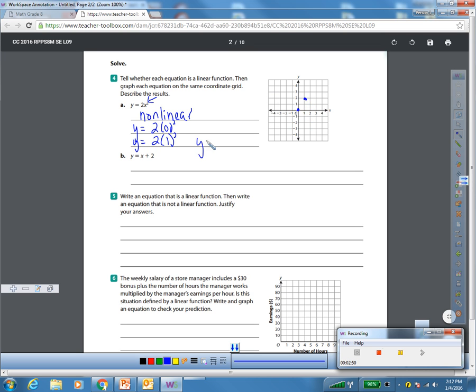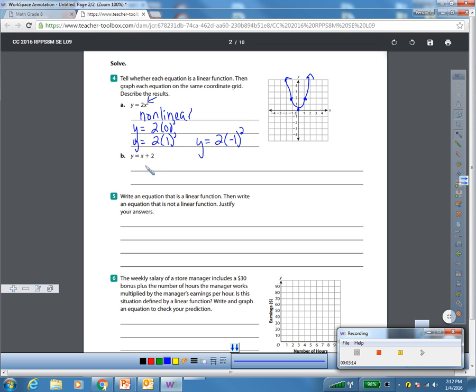Let's say I plug in negative 1. So I'm going to square negative 1. Negative 1 times negative 1 is 1. Times 2 would also give me 2. So when I plug in negative 1 for the x, out comes 2 for the y. And I'm starting to get this U shape here. Okay, so there's a nonlinear function.